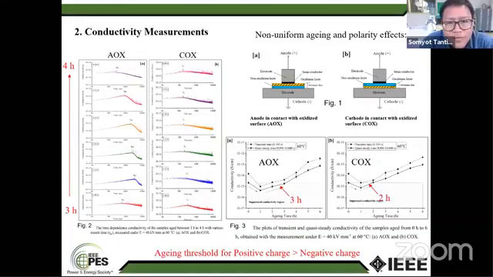And these are examples of the effect of non-uniform aging and polarity effects on the conductivity. For the first figure, this is how we test the polymer film. For the first case, I use the anode in contact with the oxidized surface, called the AOX case. And for figure 1B, I use the cathode in contact with the oxidized surface. In this process I need to study the different types of charge injection into the oxidized layers.